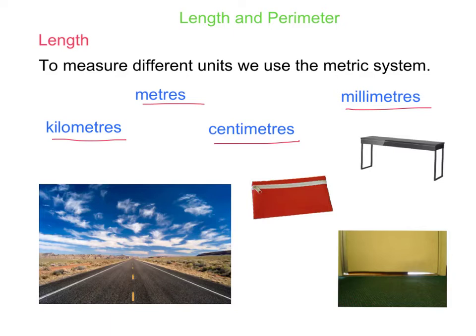So, we have some pictures below here. We have a stretch of road on our left, then we have a pencil case, we have a gap beneath the door, and we have a desk. Now, each of these objects marries up to an appropriate unit. When we're looking at the road, if we're measuring a long stretch of road, you see this road goes from here all the way into the horizon. Kilometers would be the most effective unit of measure.